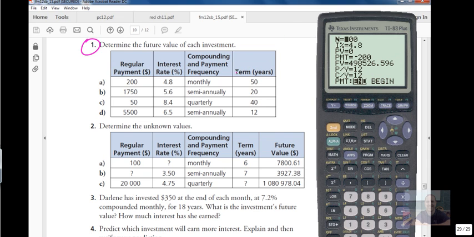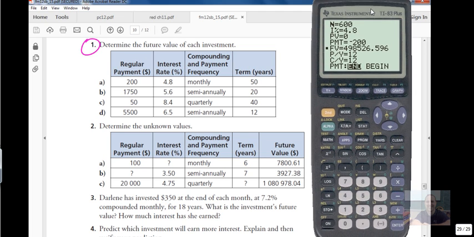Now, what you're looking for is future value. So what you want to do is get your cursor here to FV. It doesn't have to be cleared. You can clear it if you want. Doesn't matter. But then here's the clincher. Alpha, enter, which is solve. Okay? And there you go. It's as easy as that. All this stuff right here is on this TVM solver. It makes it super slick.